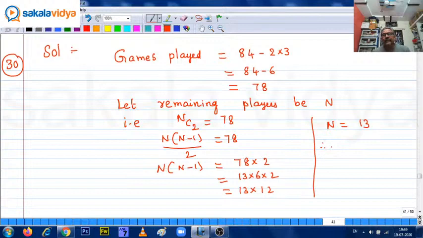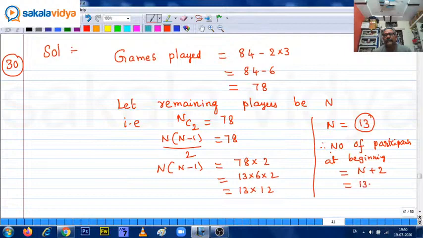before, at the time of the beginning, we need to find out the number of participants at beginning is equal to capital N plus 2, because two members fell ill, they need to be added in addition to 13. 13 plus 2 is equal to 15 were there. Answer is 15. I think third option is the right option.